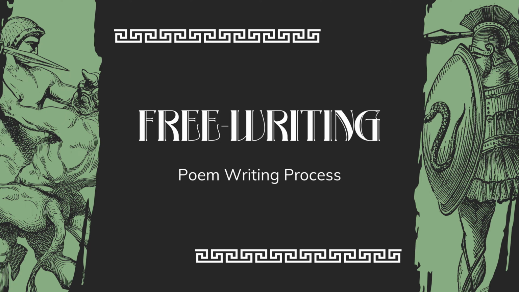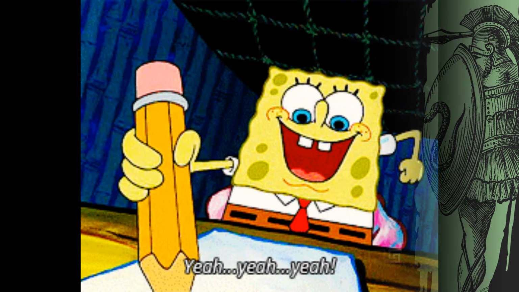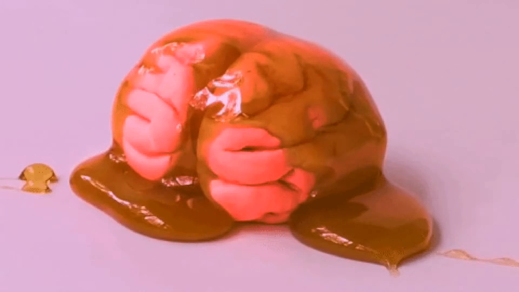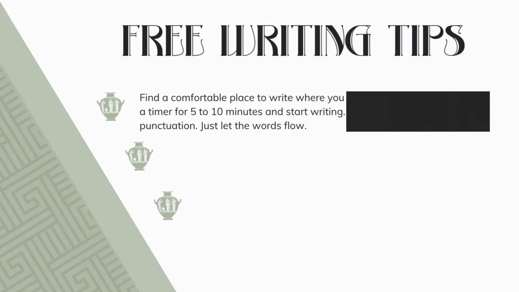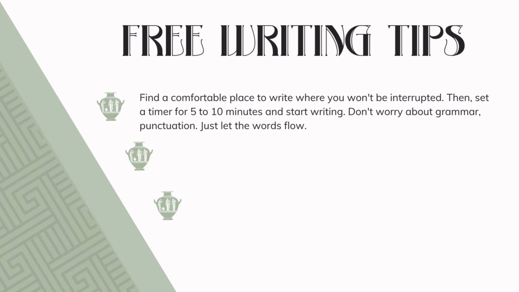Step 2. Free write in prose. When writing poetry, the best place to start is with free writing. Free writing is a process where you write without stopping or editing, and it can be a great way to get your creative juices flowing. Here are some tips on how to get started with free writing for poetry. Find a comfortable place to write where you won't be interrupted. Then set a timer for 5 to 10 minutes and start writing. Don't worry about grammar or punctuation, just let the words flow.